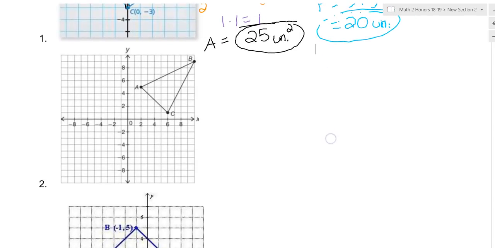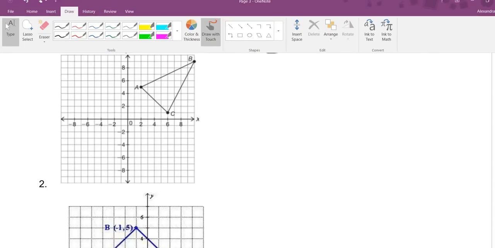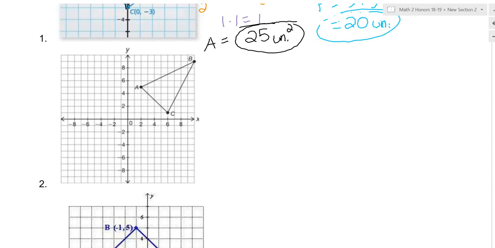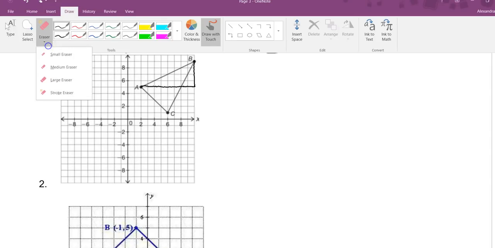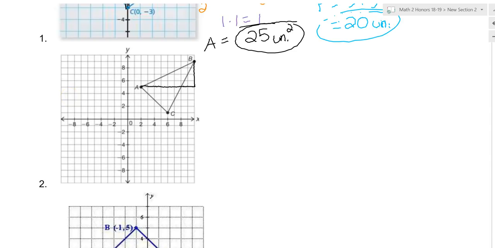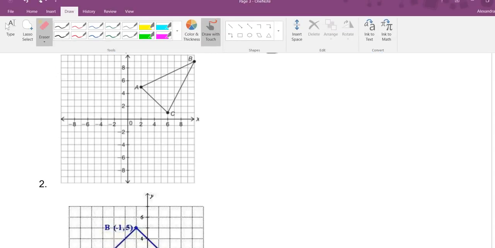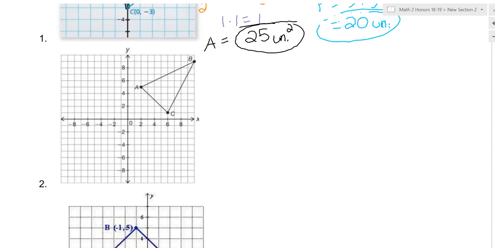Looking at number 2, it's slightly different, for one reason. If I try to do the same thing and go from A to B, that's outside of our nice triangle, so that's not really going to represent the area. So these ones we have to do a slightly different way. Instead of going around the inside, I'm going to draw a box around the outside.